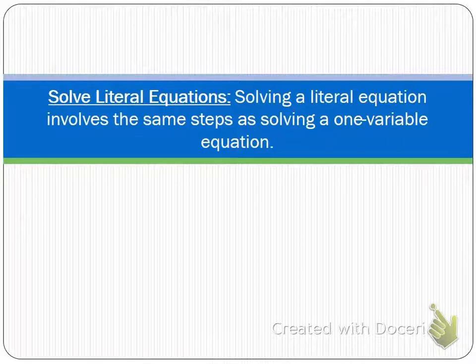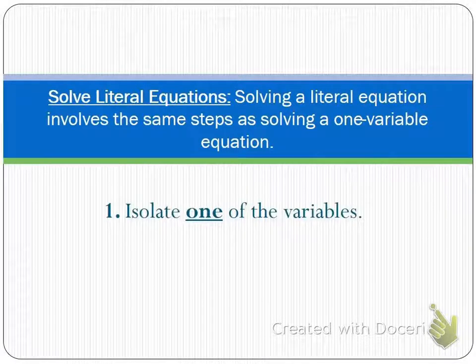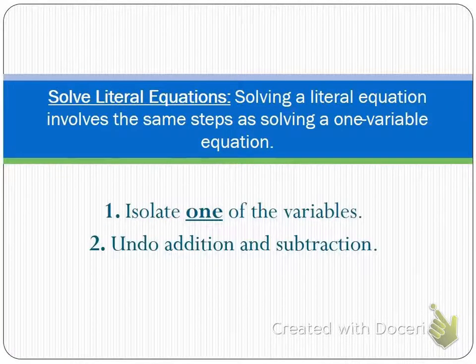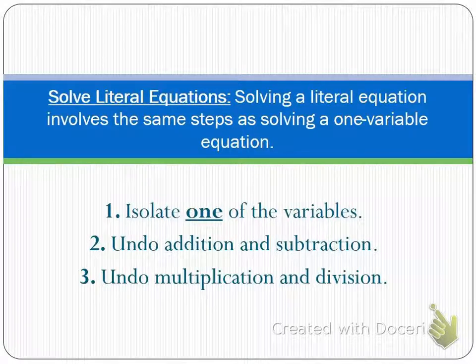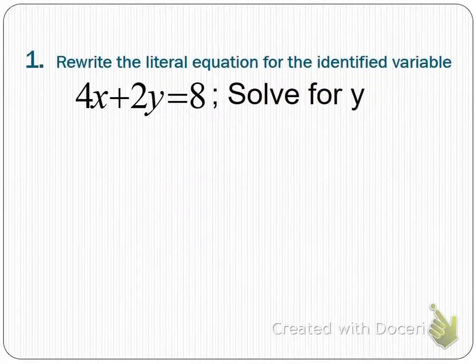Solving a literal equation is the same as solving just a regular algebraic equation, right? You're going to figure out which variable you want to isolate. It's just going to be one of them. And then we go through our steps. We undo addition and subtraction first. And then we undo multiplication and division to try to get that variable by itself with a coefficient of 1, right? So let's check it out.